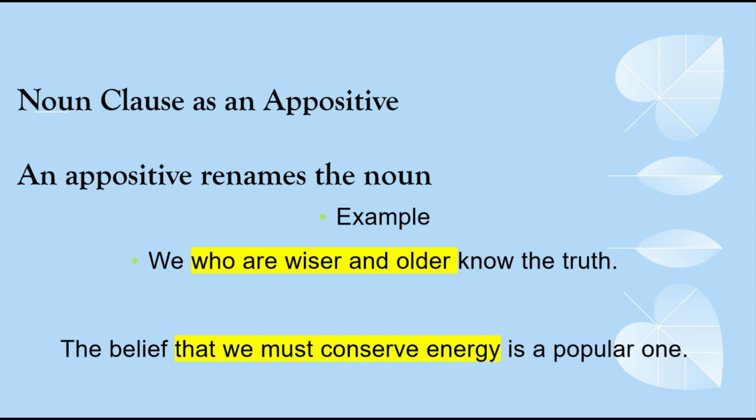Next, noun clause as an appositive. An appositive renames the noun. Example, we who are wiser and older know the truth. The belief that we must conserve energy is a popular one. In these sentences, who are wiser and older and that we must conserve energy are the noun clauses.